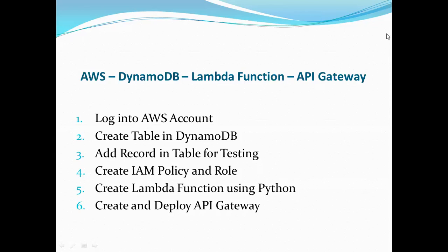So I'm using the Lambda function. Using that Lambda function, I require some security access, and that security access is provided by the IAM policy and role. After that, I'm creating the Lambda function using Python, and after that, I'm creating the API gateway. API gateway is used for creating the API, application programming interface. So web APIs are created with the help of API gateway. So creating the API and deploying the API.